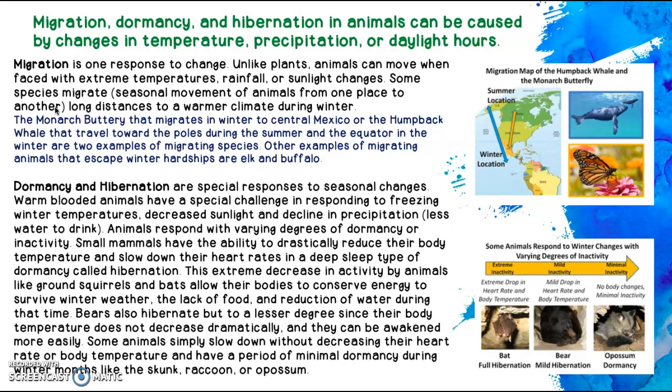of dormancy called hibernation. This extreme decrease in activity by animals like ground squirrels and bats allows their bodies to conserve energy to survive winter weather, the lack of food, and reduction of water during that time. Bears also hibernate, but to a lesser degree since their body temperatures do not decrease dramatically, and they can be awakened more easily. Some animals simply slow down without decreasing their heart rate or body temperature and have a period of minimal dormancy during winter months, like the skunk, raccoon, or possum. And you have a little diagram of that to the side as well.